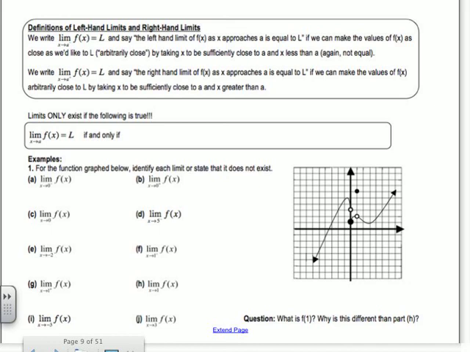It's not too bad. The limit as x goes to a of f of x equals L if and only if the right-hand and left-hand limits are exactly the same. So right and left-hand limits have to be exactly the same. Here's how you write right-hand and left-hand limits. The limit as x goes to a from the left, so this is left, equals the limit as x goes to a from the right. They're all going to be equal to L, that y value.